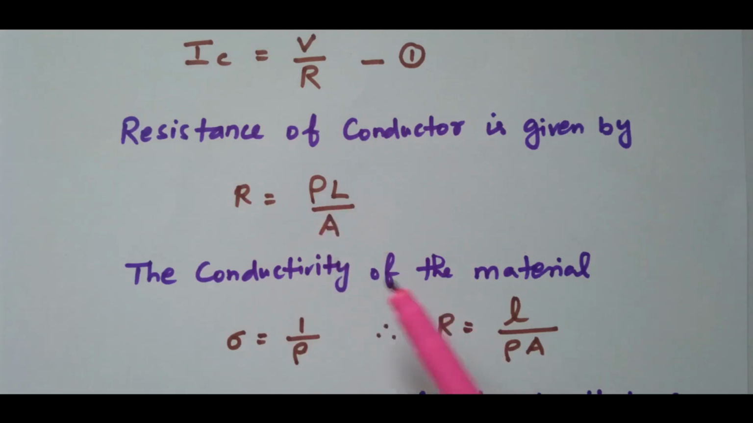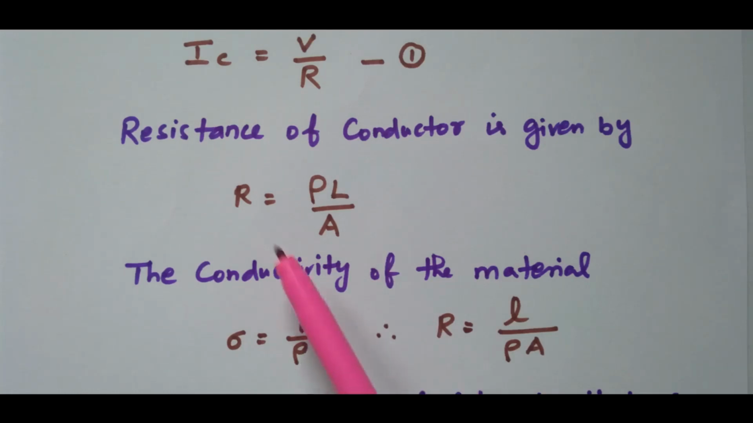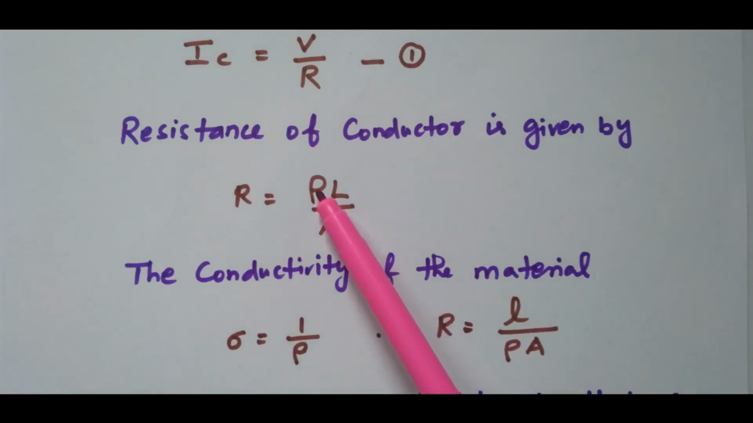In terms of resistivity, R can be replaced as rho L by A. This rho is resistivity, L is the length of the conductor, A is the area of the conductor. While going into conductivity of the material, conductivity sigma is nothing but 1 by rho. Both are inversely proportional, conductivity and resistivity, right? So based on this R can be written as R equal to rho L by A. This rho is now replaced as 1 by sigma, right? This is not a rho, this is sigma.